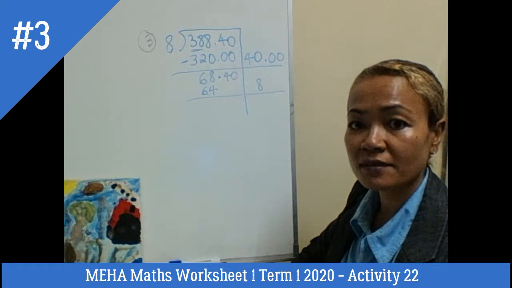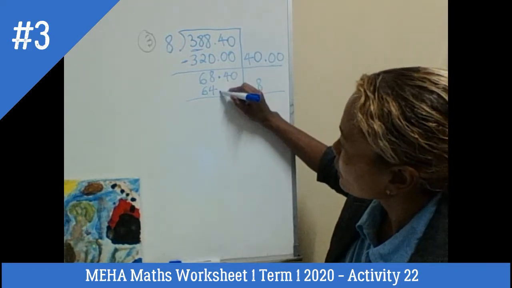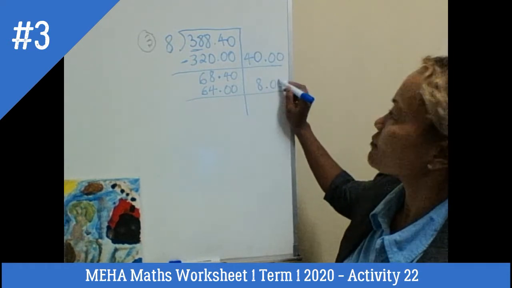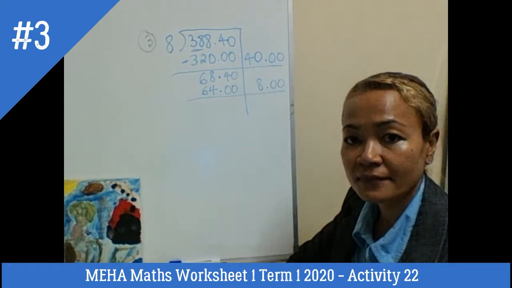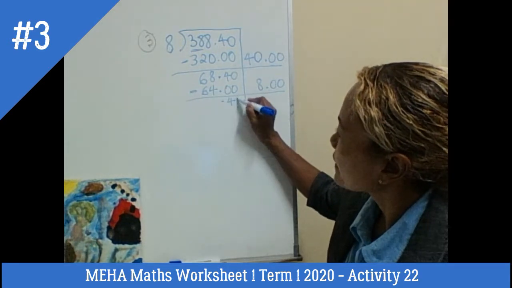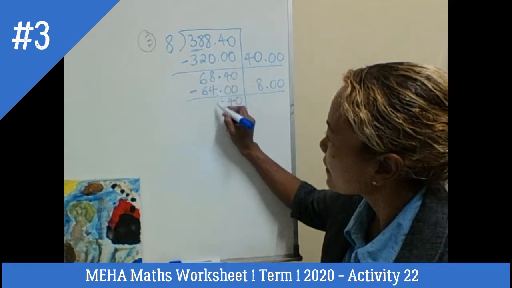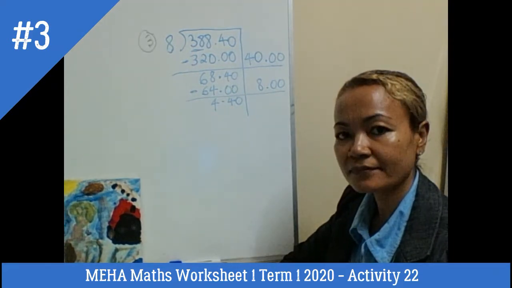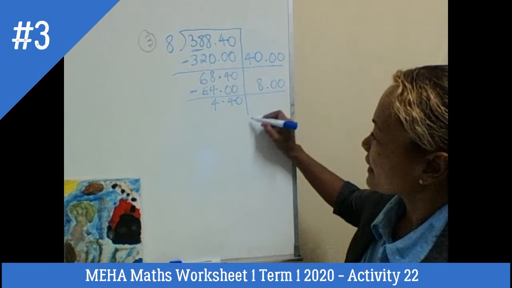Fill in the zeros and the decimal point: 0.00. All right. Subtract. 4.40. Okay.